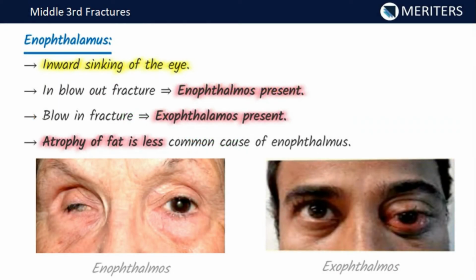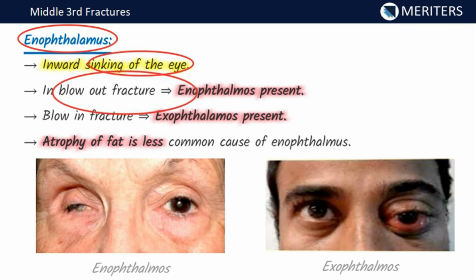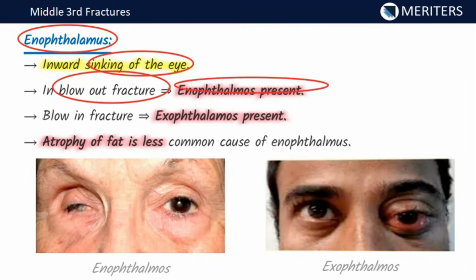Now what is enophthalmos? Enophthalmos is nothing but inward sinking of the eye due to increase in the volume of the orbit. So why does that occur? Due to the blowout fractures. Whenever there is increase in the volume of the orbit, the eyes will sink inside, and that is known as the enophthalmos.